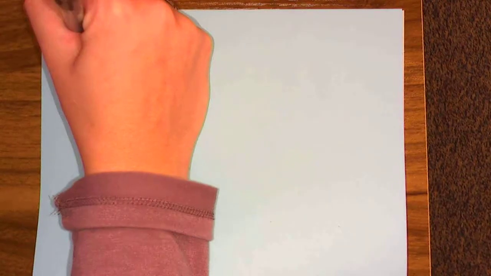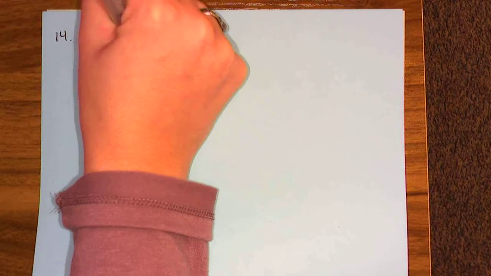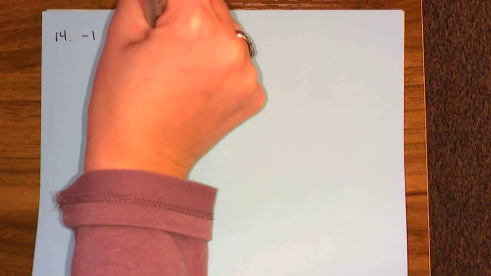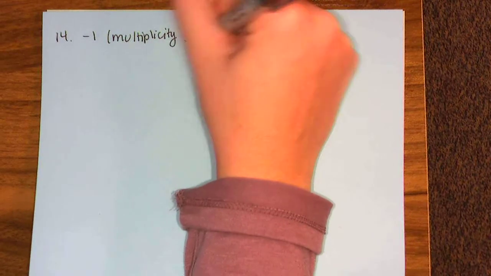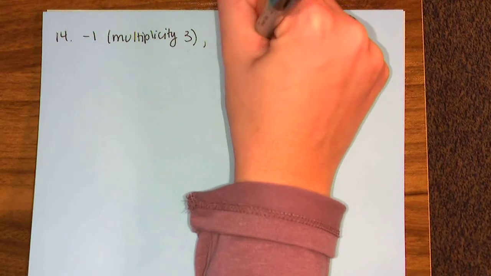Alright, so continuing the examples that we started yesterday. We're down to 13 through 16. It says to write a polynomial function of minimum degree in standard form with real coefficients whose zeros and their multiplicities include those listed. So number 14, we have -1, multiplicity 3. We have 3, multiplicity 1.